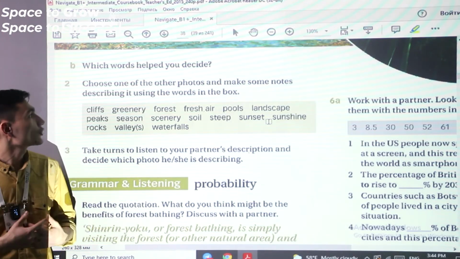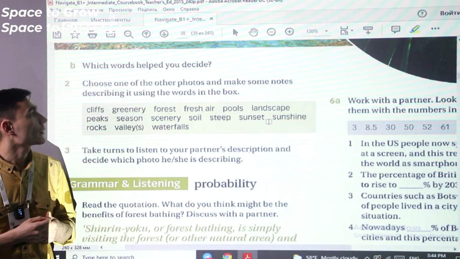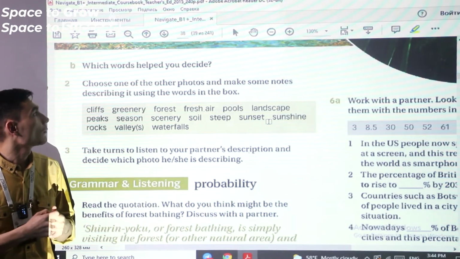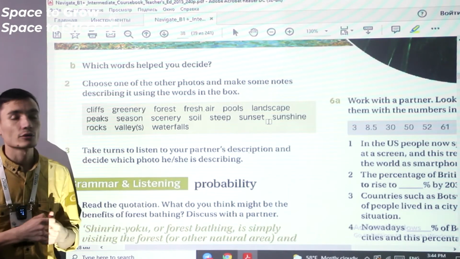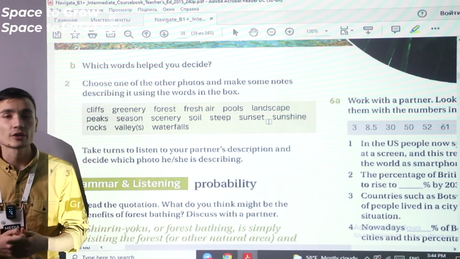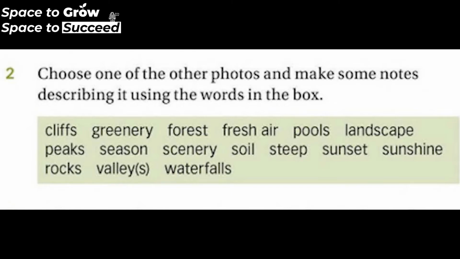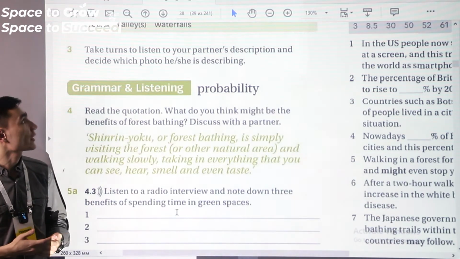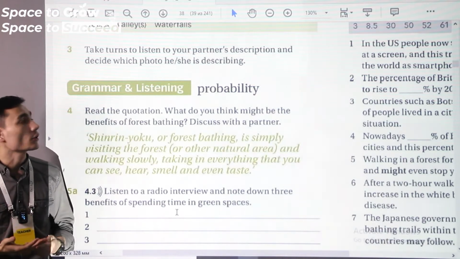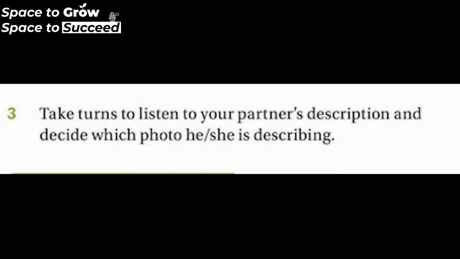Exercise 2. Choose one of the other photos and make some notes describing it using the words in the box. Now pause the video and, using the photos in the box, try to describe one of the photos. Exercise 3. Take turns to listen to your partner's description and decide which photo he or she is describing.